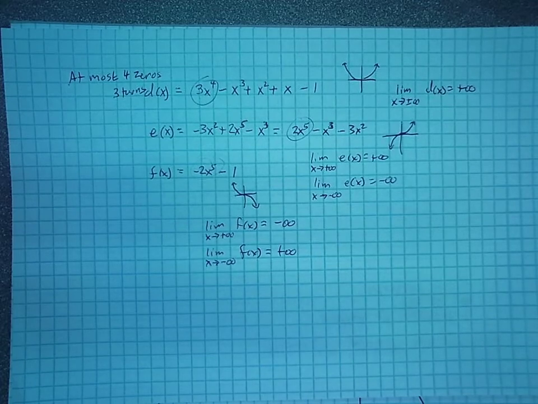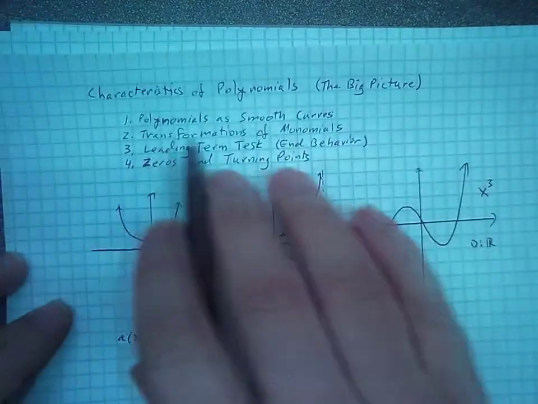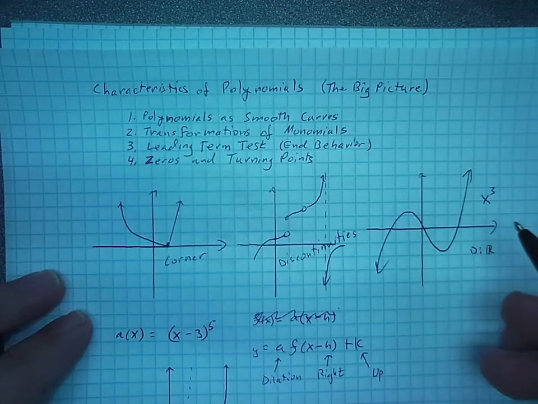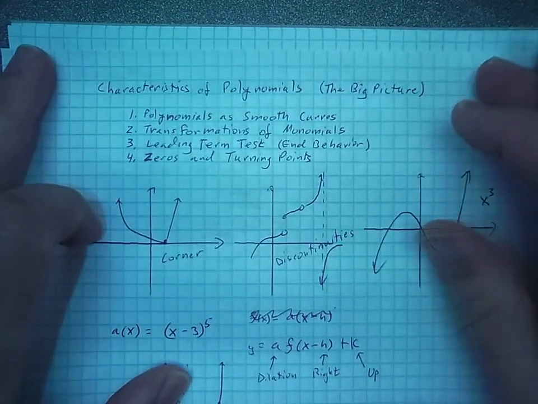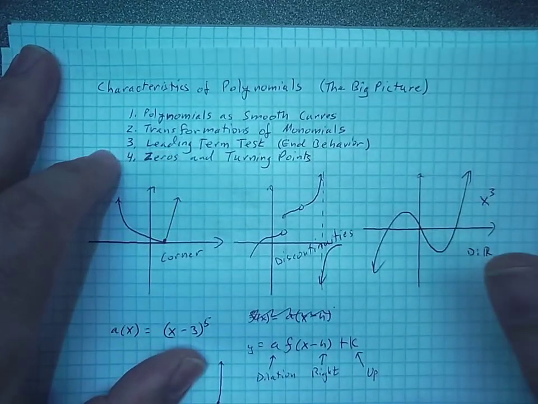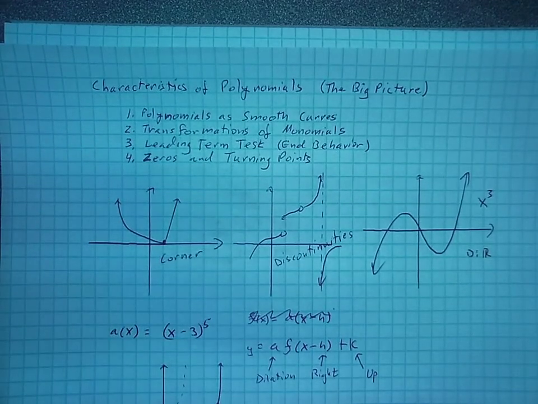That wraps it up. If you will recall, we started with smooth curves and what makes it a smooth curve. We did some transformations on some monomials, which led us into our leading term test. Finally, how many zeros and turning points can we expect? In the next video, then, we'll dig into the zeros and figure out how to use them.